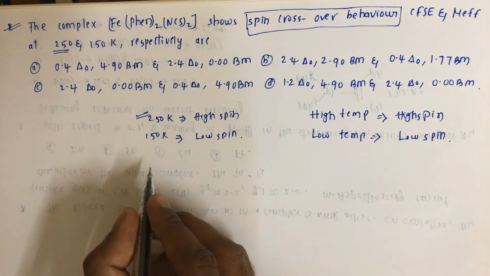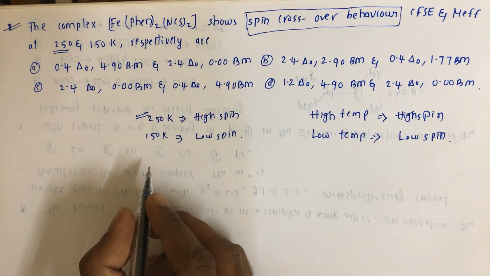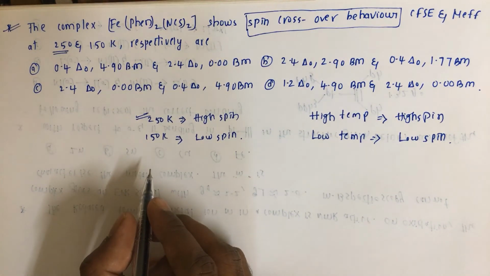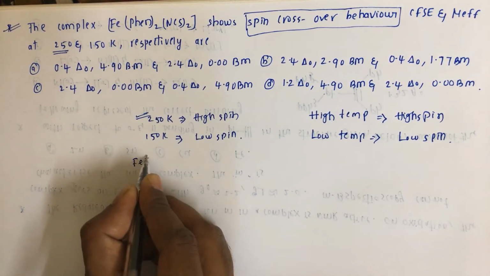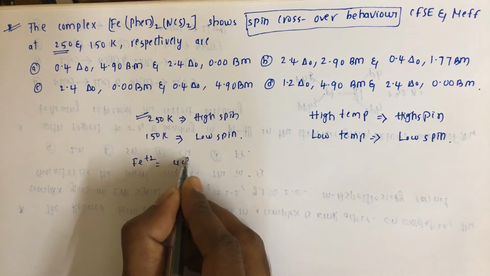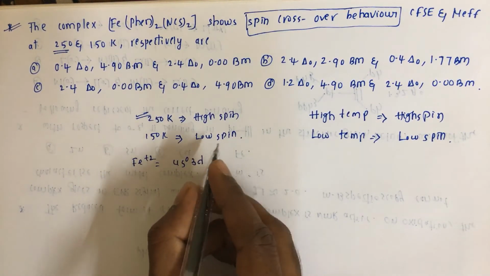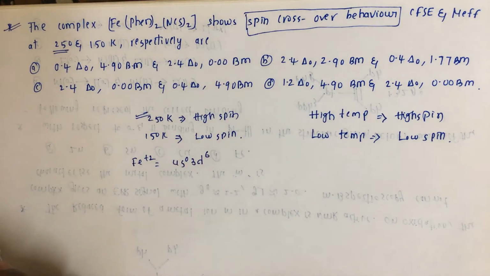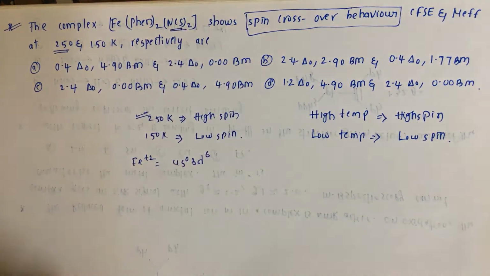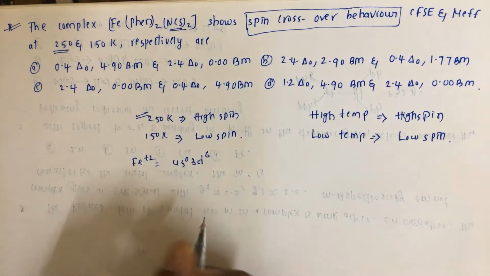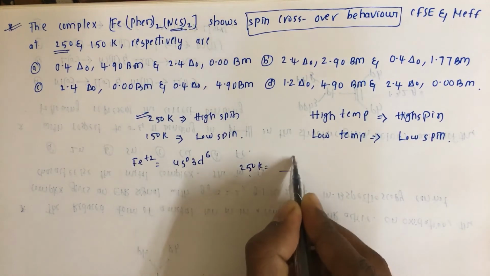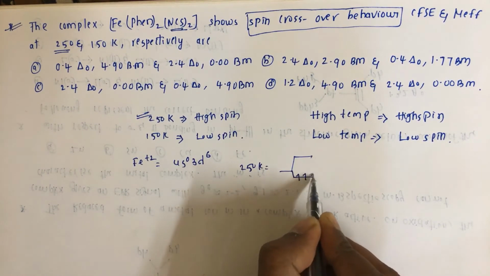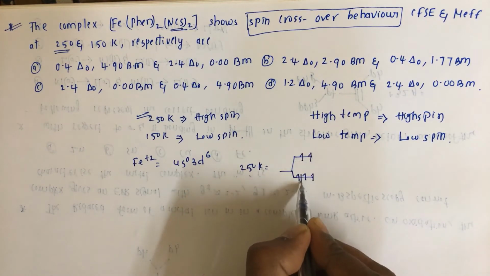So if you see the iron here, iron is present in Fe plus 2 oxidation state, that means 4s0 3d6. So why is this plus 2? Here we have two negative ligands. NCS is a negative ligand, so because of that it is a plus 2 oxidation state. So at 250 Kelvin temperature, this acts as high spin. That means 1, 2, 3, 4, 5, 6.